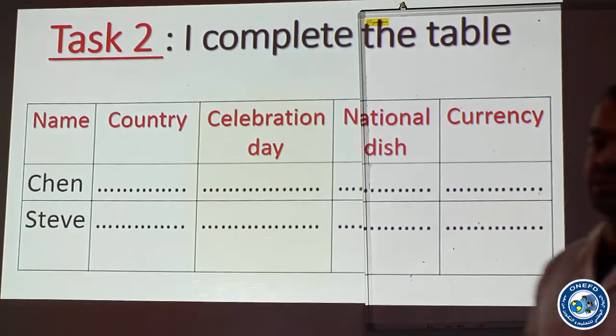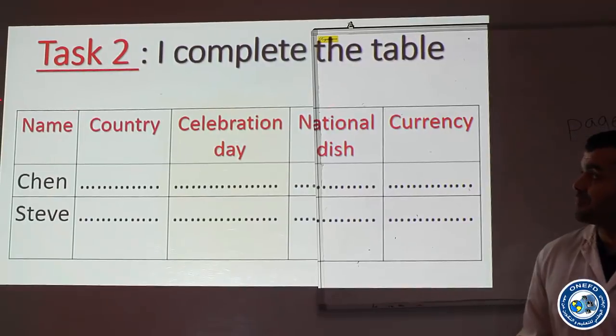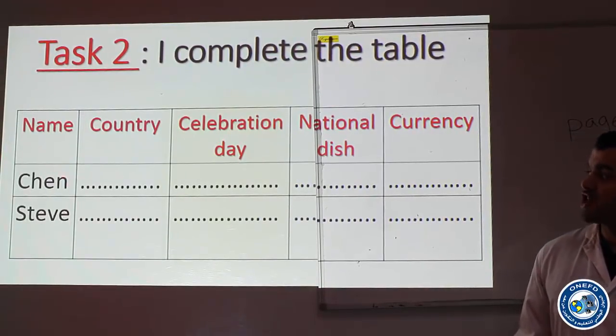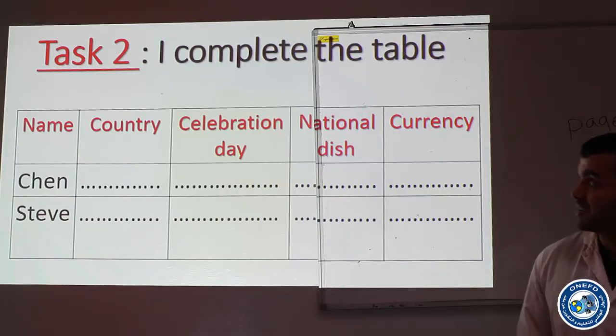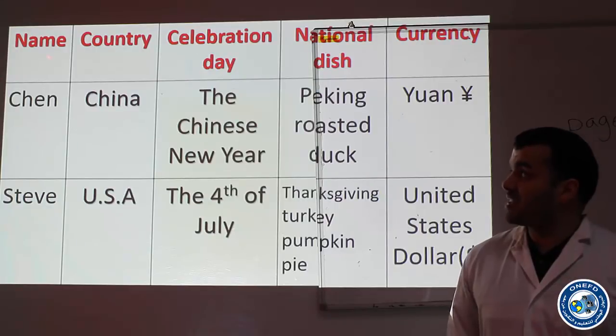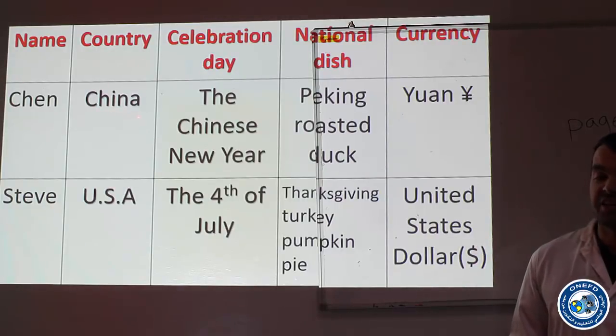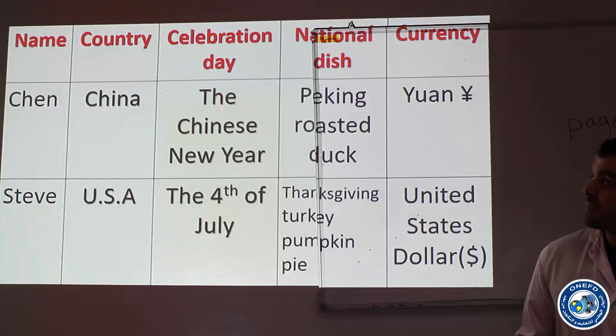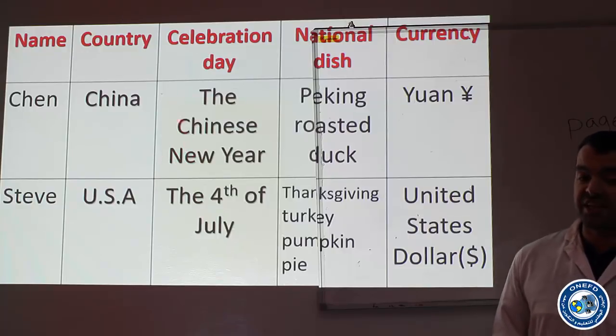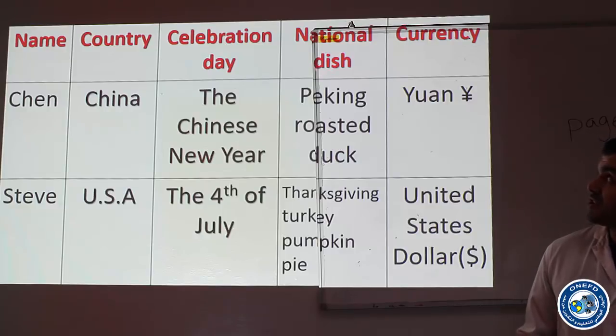Okay, now let's correct together. Task two, complete the table. You have two boys, Chen and Steve. Give me their country, celebration day, national dish, and currency. Let's start with Chen. His country is China. His celebration day is the Chinese New Year. The national dish of China is Peking roasted duck. The currency of China is the yuan. This is the symbol of the yuan.